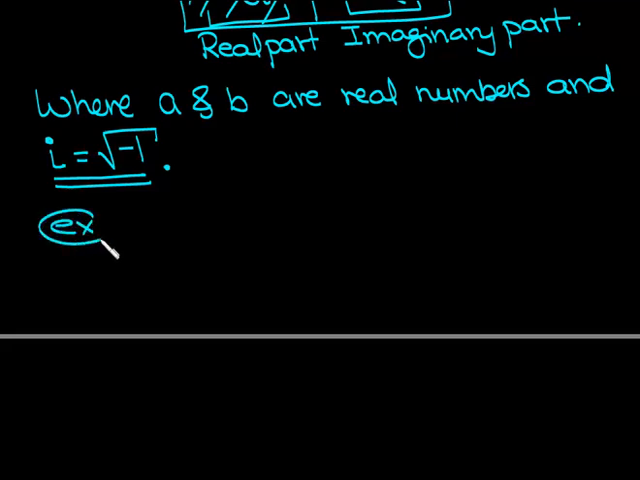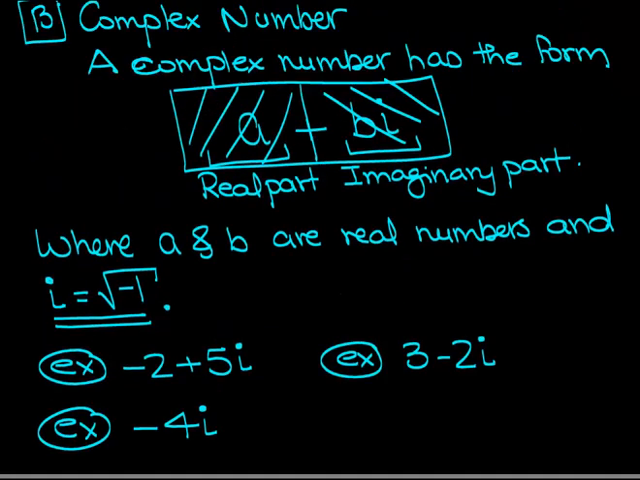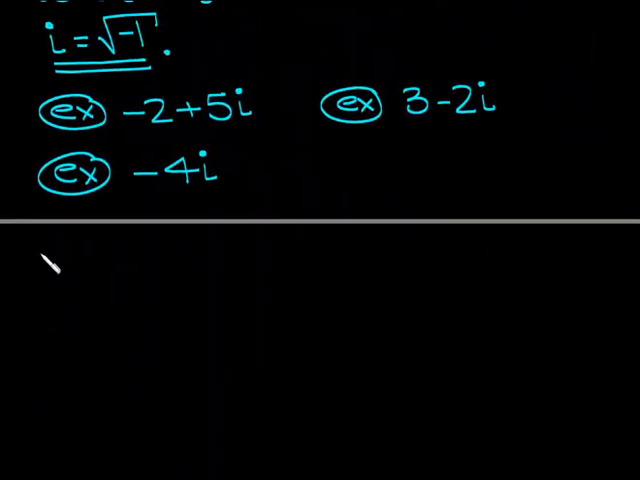So here are some examples of complex numbers. I could have -2 plus 5i. That's a complex number. Here's another example, minus 4i. You could also have 3 minus 2i, and so on. So these are all examples of complex numbers. I just want you to see how we can take care of negative radicals.